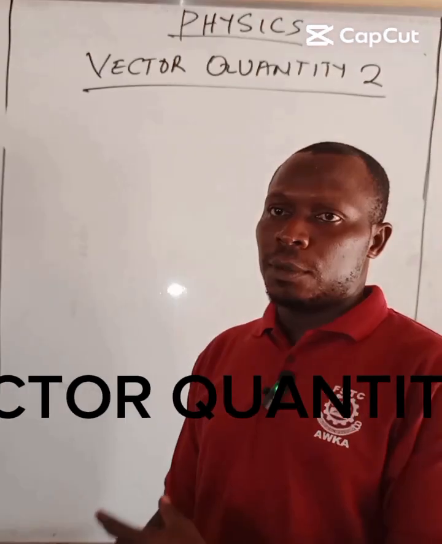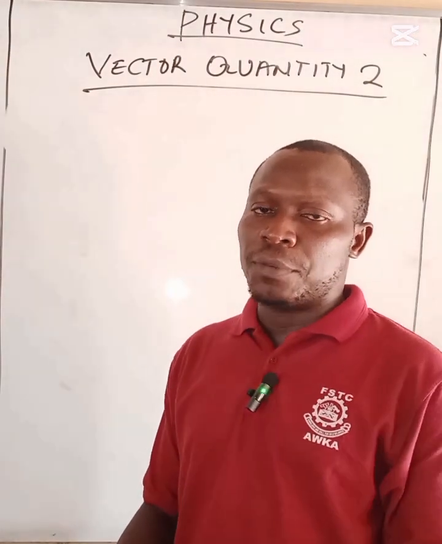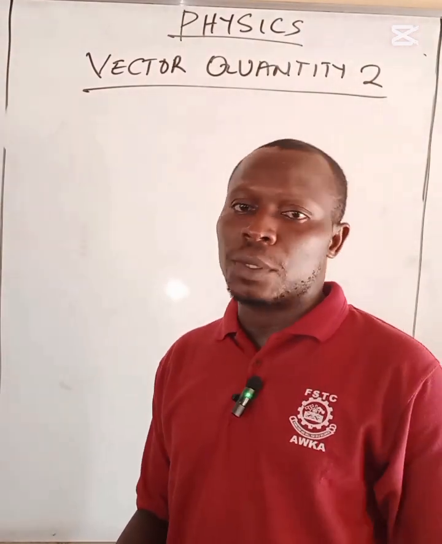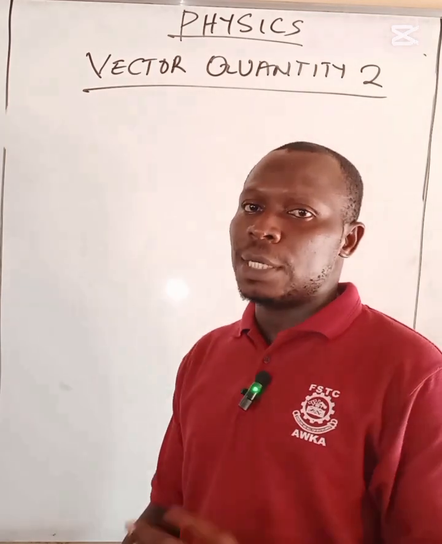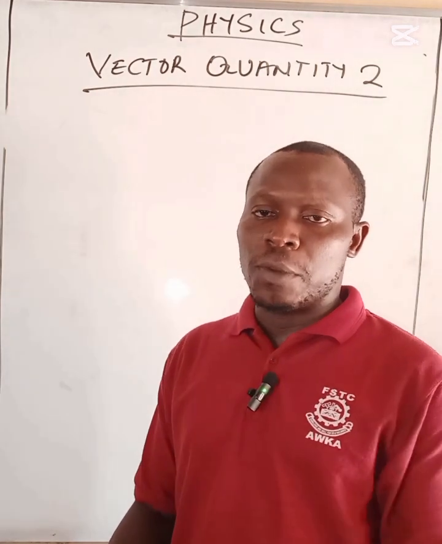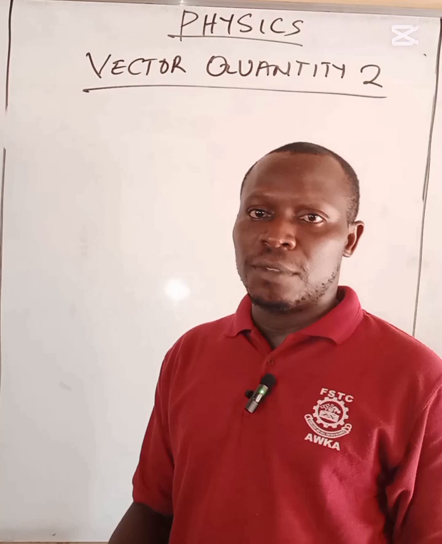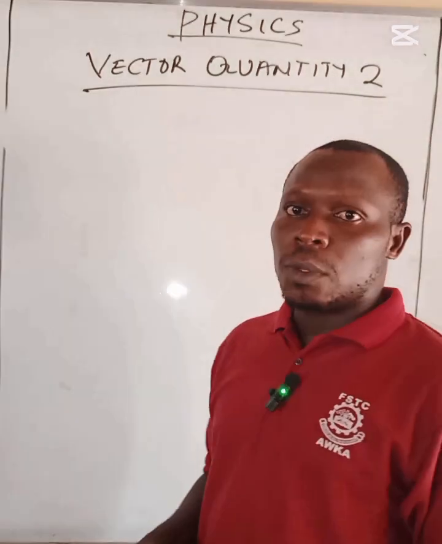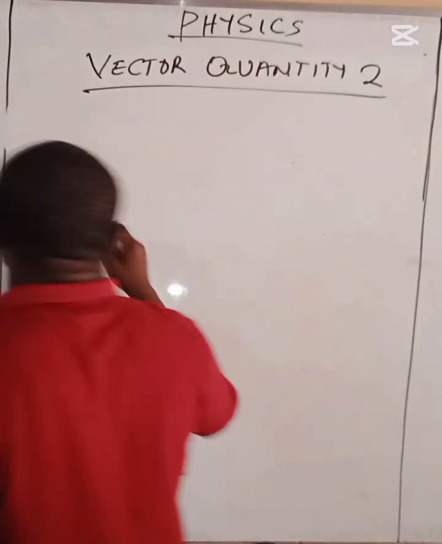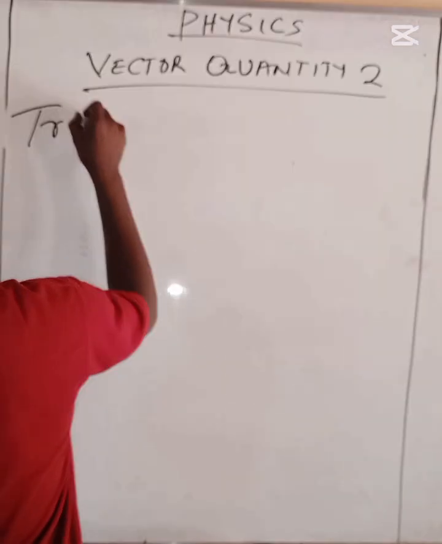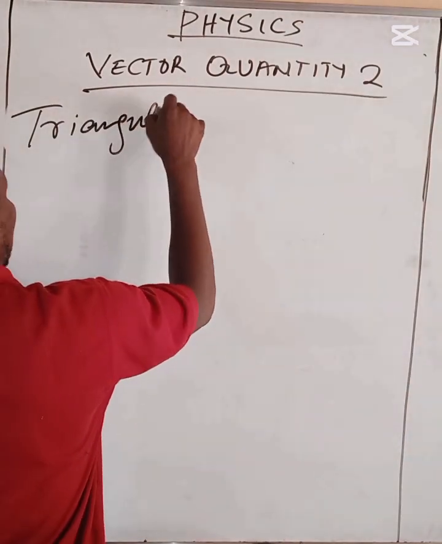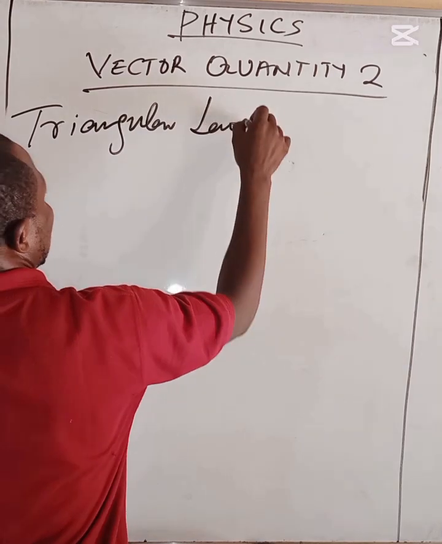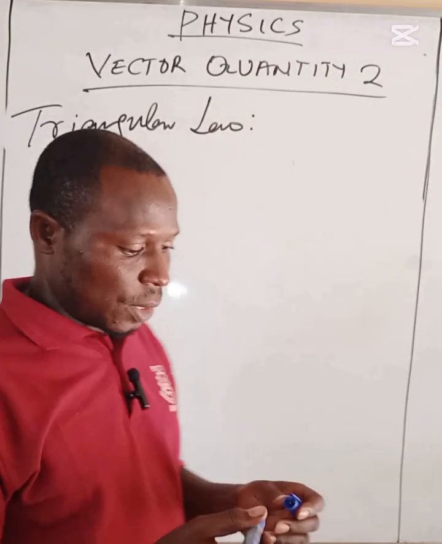So last time we were able to derive the formula for finding the resultant vector. Now I want to show you another method you can use to solve problems in resultant vector. That other method is what we call the triangular law of vector addition. So what does that law state?